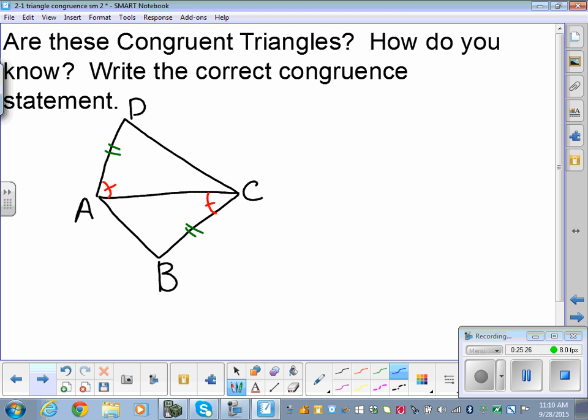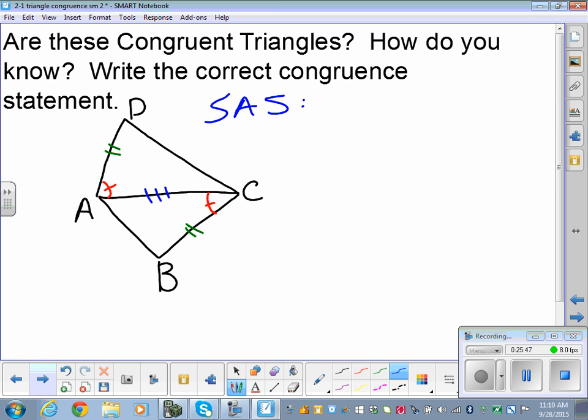Last one. Are these two triangles congruent, and how do you know? Good. You knew that this side was the same length, so side, angle, side. So by side, angle, side. And then you guys are good at writing congruent statements. Do I need to write this one out? Are you sure? Okay. Some people said yes.